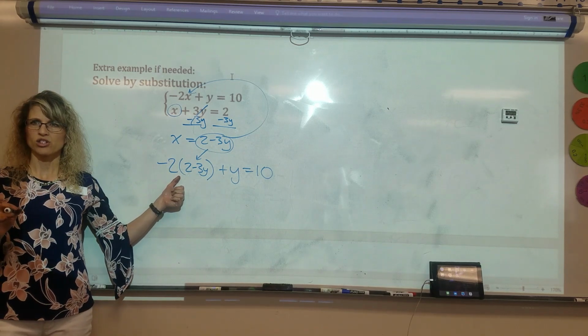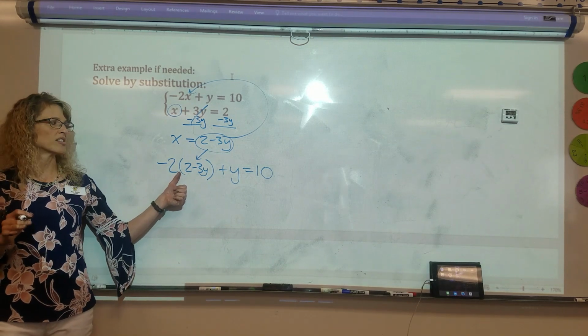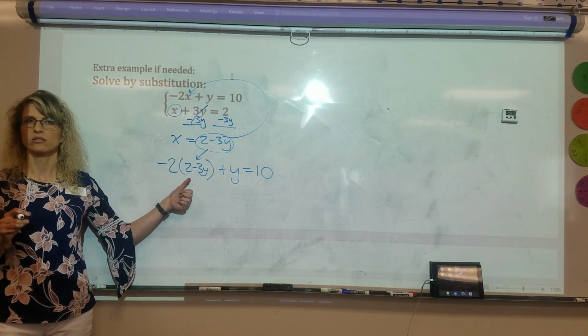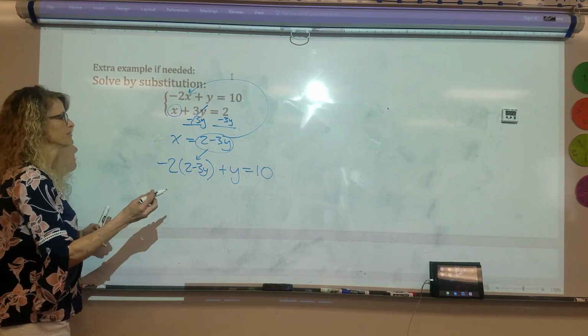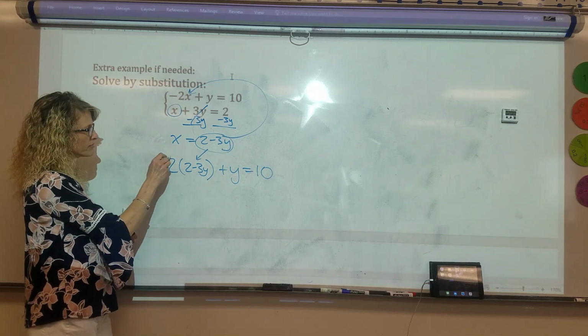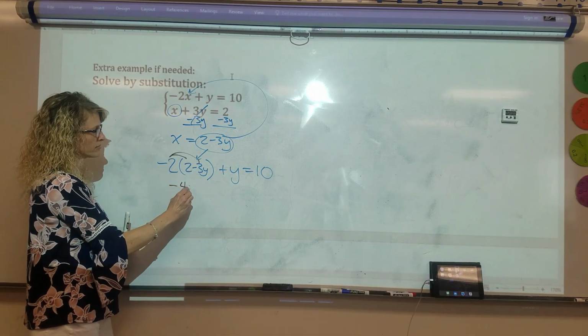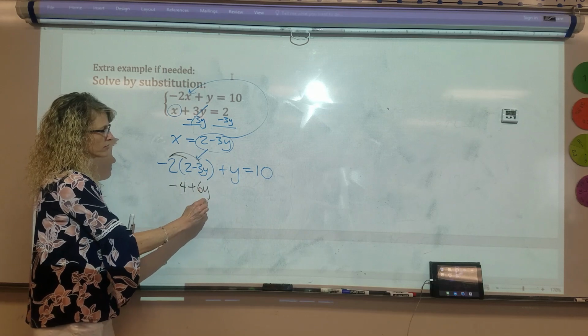Raise your hand if you have any questions right here on this step. Okay, what would I do next, Tyron? Well, you would then do the multiplying. You'd get -4 plus 6y.